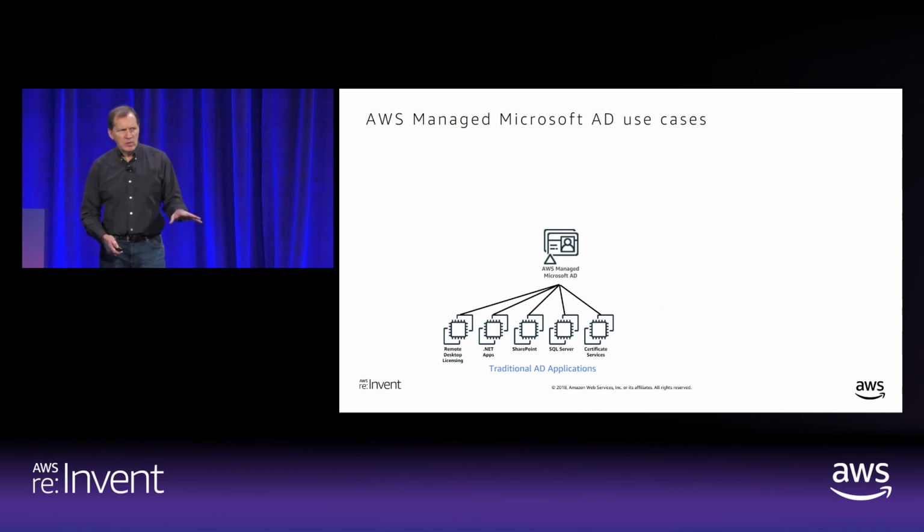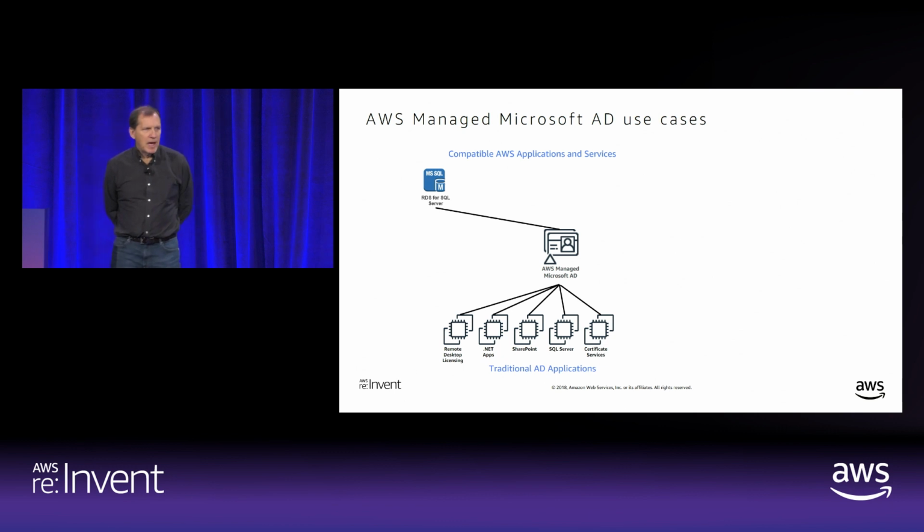But there is a huge number of AD-aware applications that do work with the directory just by running them on domain-joined instances. In addition to that, we have some compatible AWS applications and services. As an example, RDS for SQL Server gives you a managed SQL Server in the cloud that uses managed AD for authorization purposes.